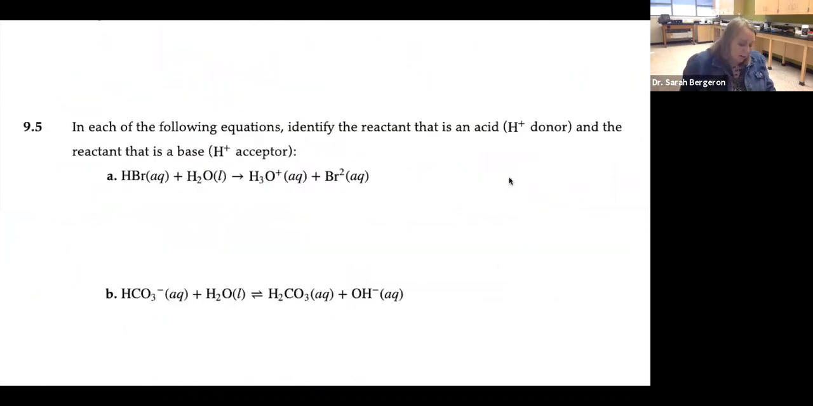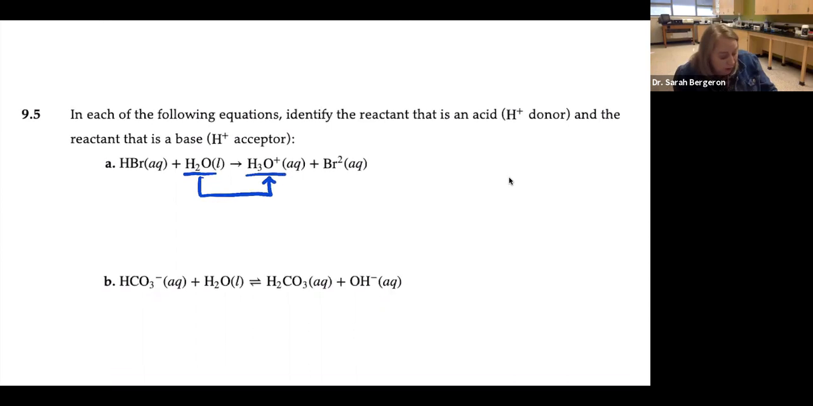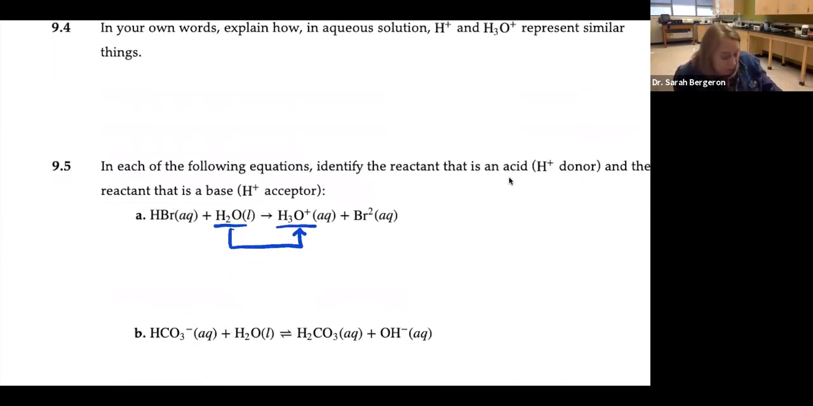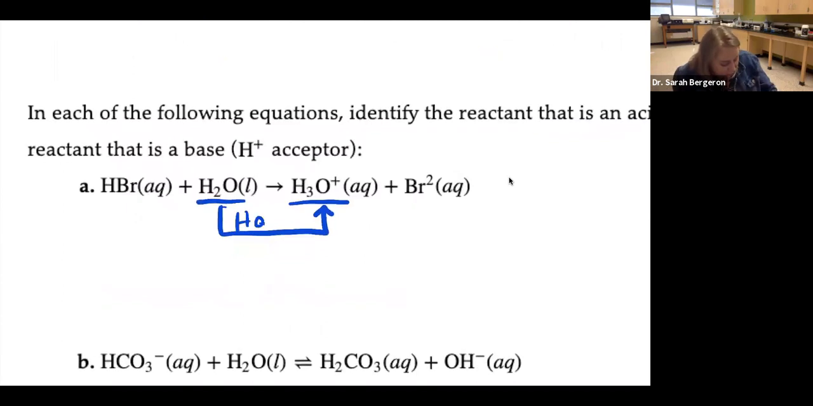In each of the following equations, identify the reactant that is the acid, the hydrogen ion donor, and the reactant that is the base, the hydrogen acceptor. So let's look. I like to look at things that look the same from the left to the right. So what I'm going to do is first look at water. Now, what does water turn into? Water turns into the hydronium ion. So tell me, what is happening as we go from water to the hydronium ion? Well, I'm adding another hydrogen on there. So this is my hydrogen acceptor. So what did it have to be to start with if it was going to accept a hydrogen? This has to be the base, okay?